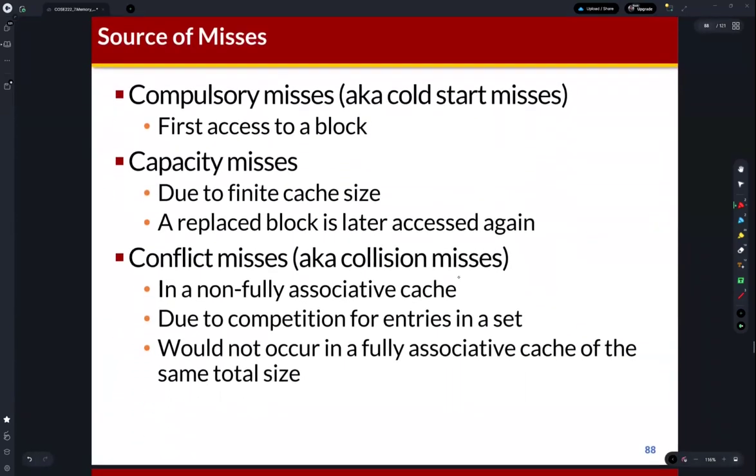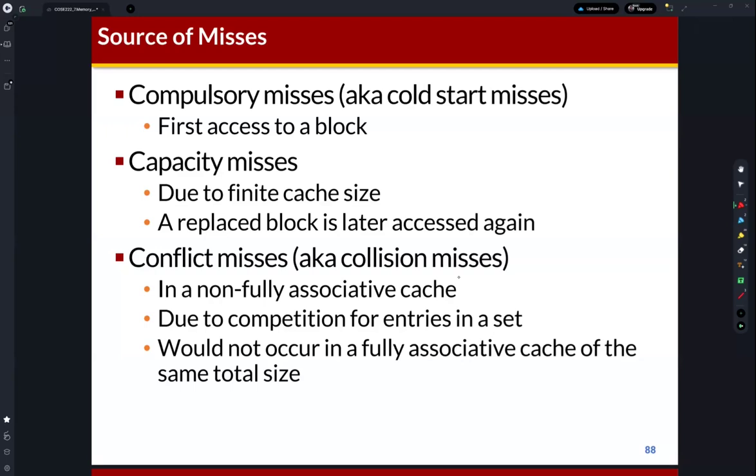And then I will briefly explain about the source of misses. So what does that mean? We can analyze why cache misses occur. Cache misses are encountered in the cache, but we can just analyze why these cache misses are encountered. So what are the reasons of these cache misses? So, sources of misses. It just categorizes the reasons of cache misses.